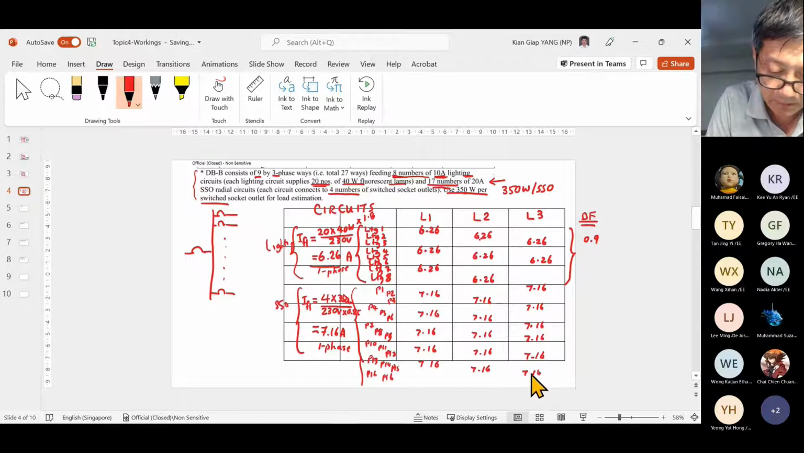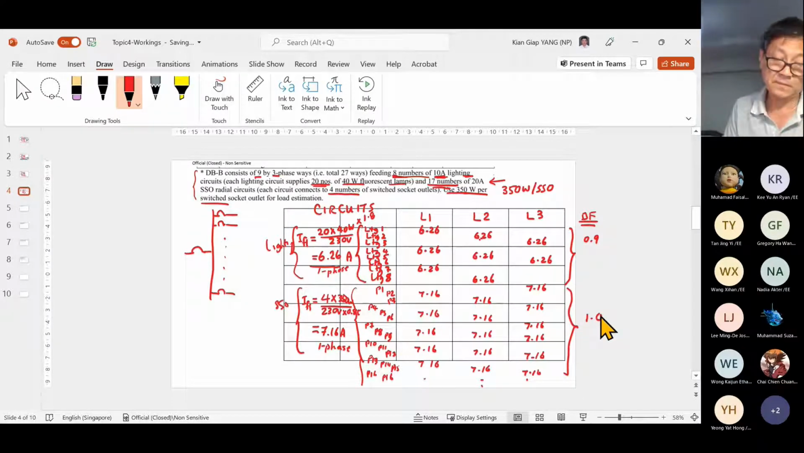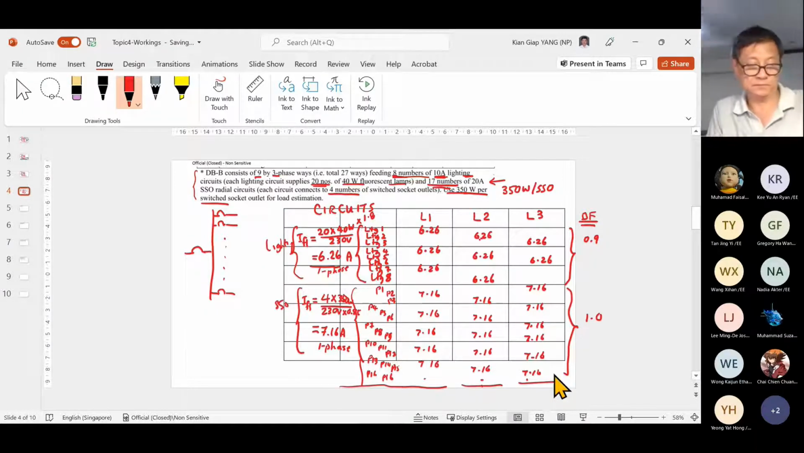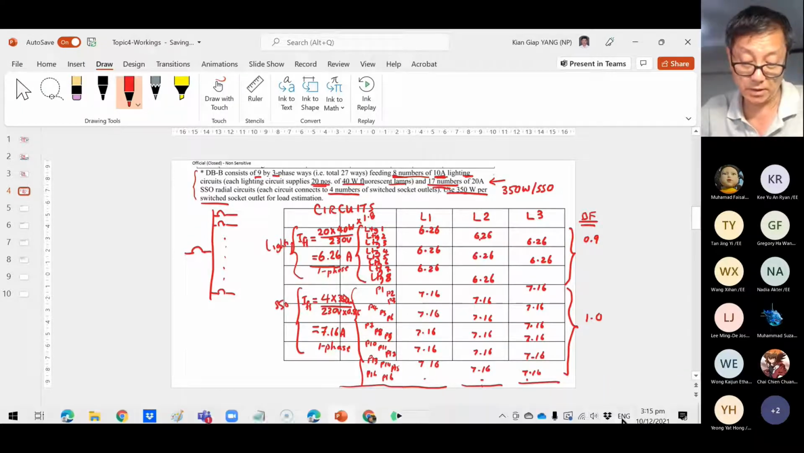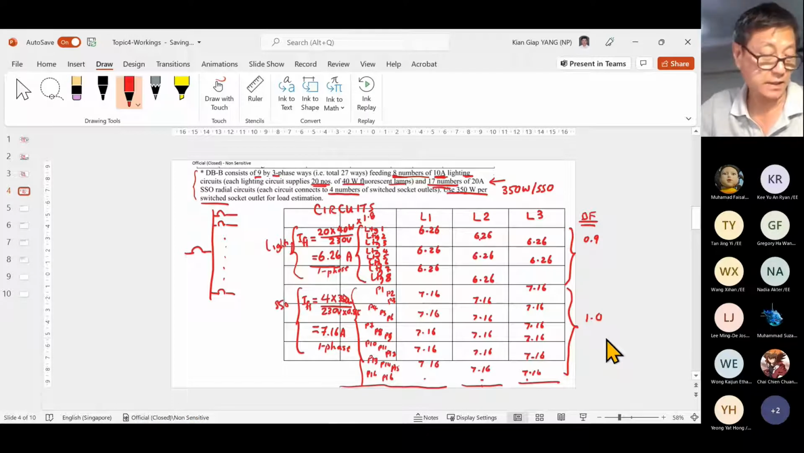You can, right? And so on and so on. So basically, this one, the diversity factor is 100% already. So now I have to just tally up all this. What is the total for each one of these phases? Okay. So this is how I will do my maximum demand calculation, because at the end of the day, I need this for my main calculation.